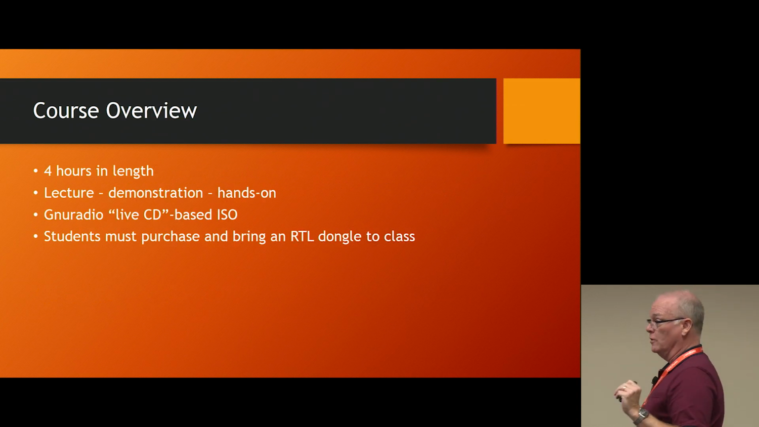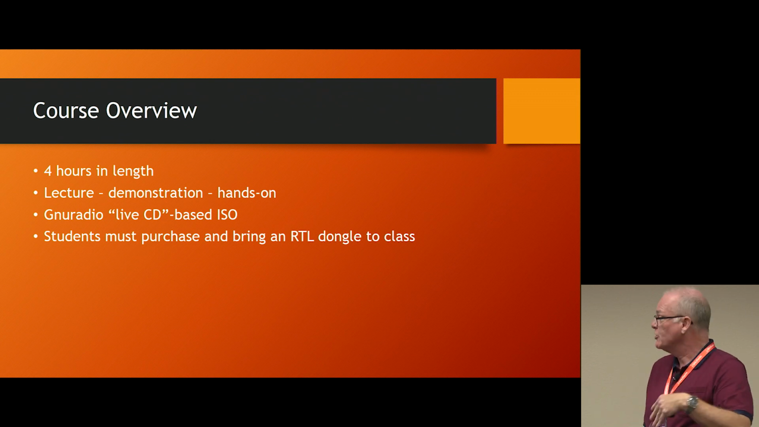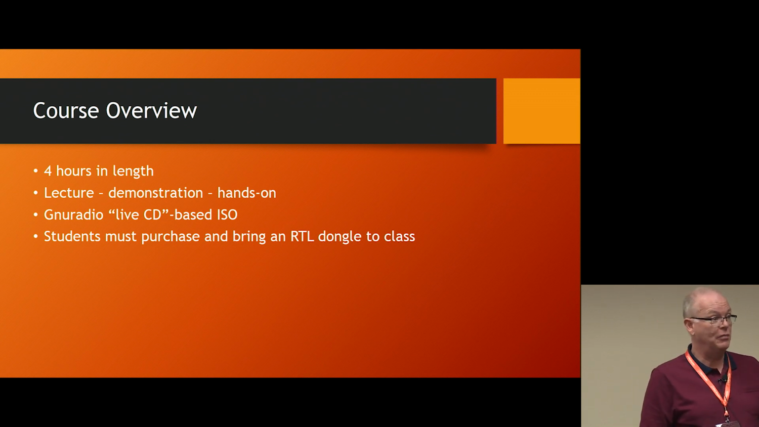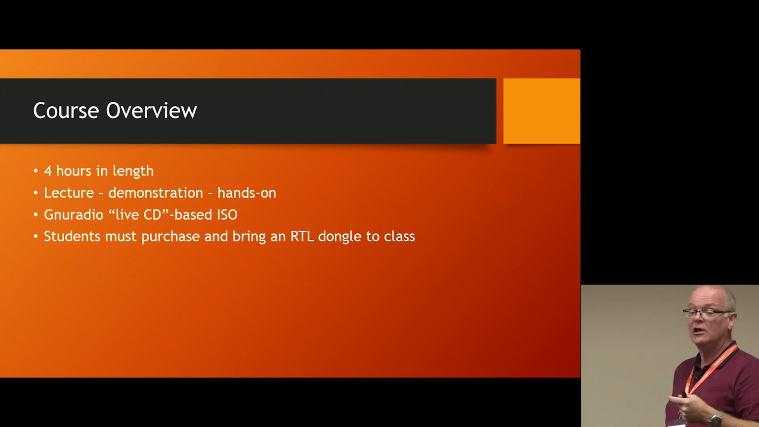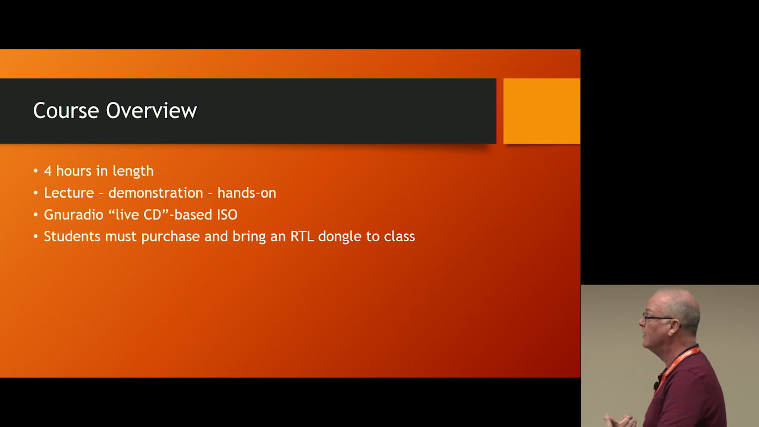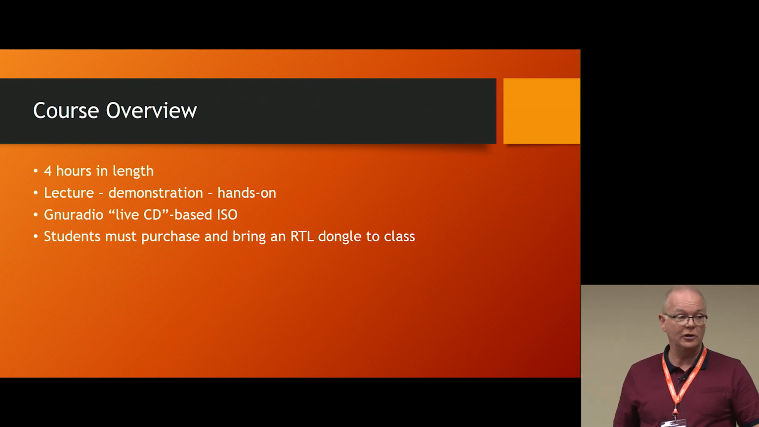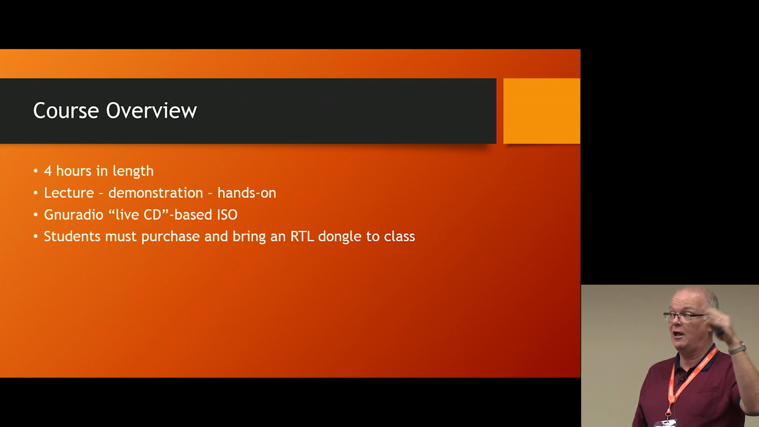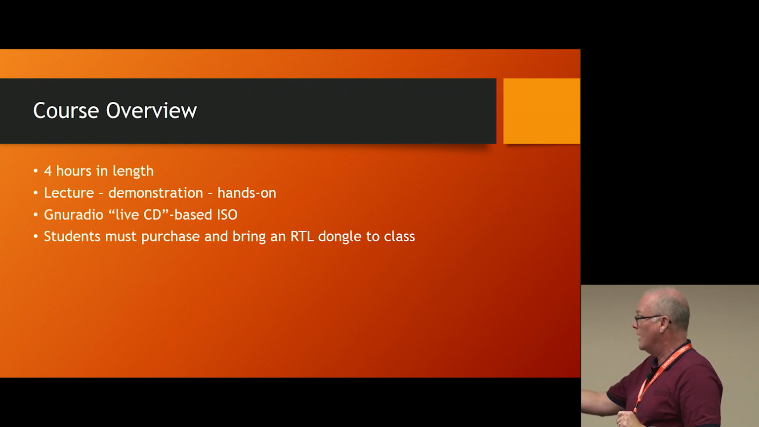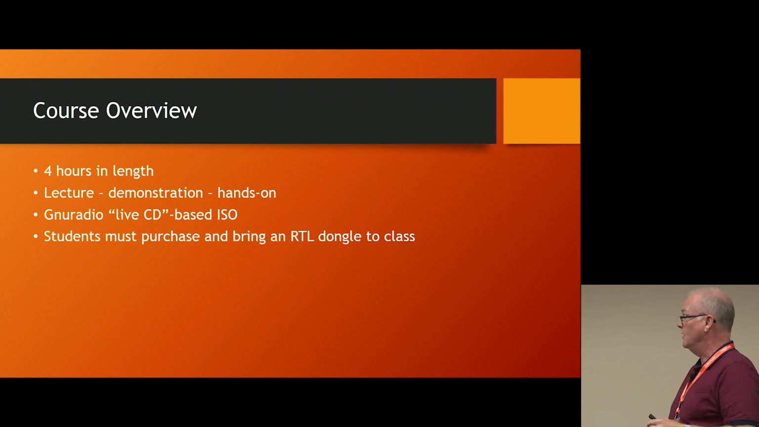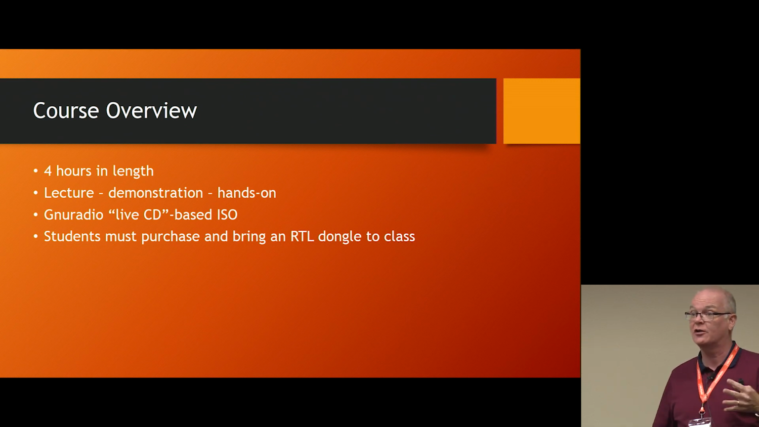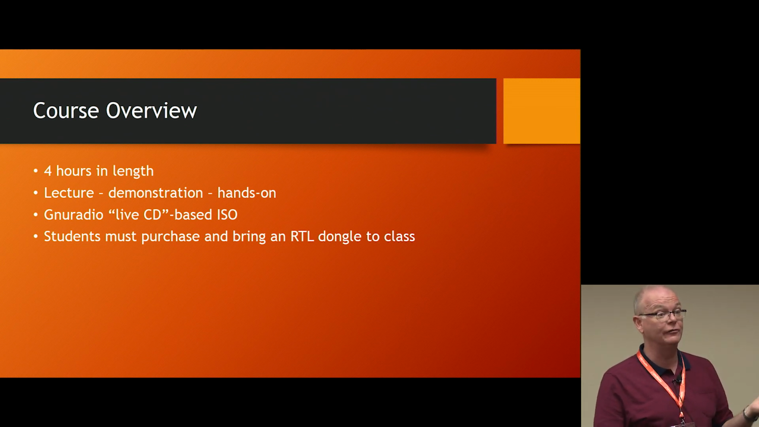And so the overview of the course: it's 4 hours in length. It's lecture, demonstration, and hands-on, and big on the demonstration and the hands-on. Students were required to do 3 things: have an interest in it and sign up for it, purchase an RTL dongle, the cheap $15 or $20 one that you can get on Amazon, I'm sure everybody's seen them, and bring a USB with the ISO that has the GNU Radio live environment on it.